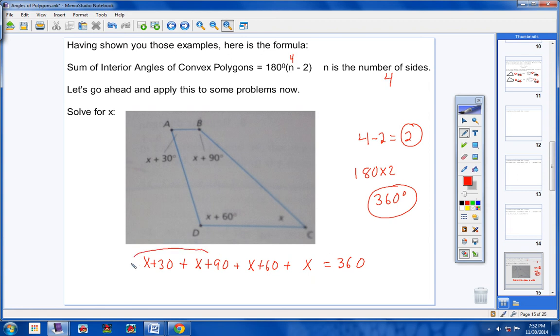So now let's simplify this side over here, okay? Here we go. X plus x plus x plus x is 4x. 30 plus 90 is 120. Plus 60 is 180. There we go. Now bring the 180 over and make it a negative 180. Okay, so 360 minus 180. So I'm left with 4x equals 180. Now divide both sides by 4. X equals 45.